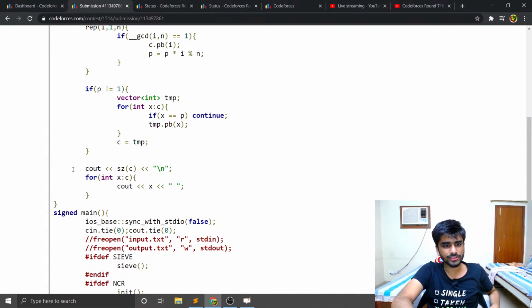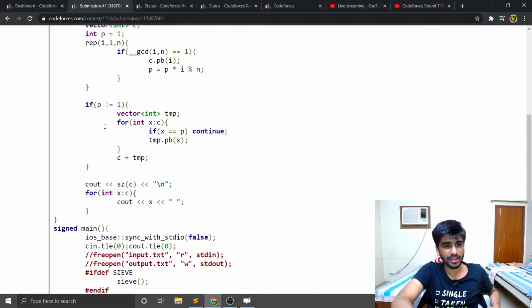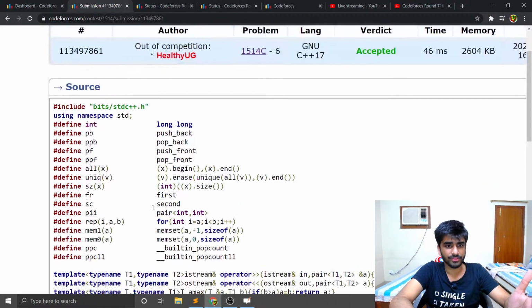So if the product is 1, then simply print all the elements in the vector. But if it is not 1, then we will try to remove one of the elements that was causing the problem. So basically, if the element x is equal to the product, we just continue. Otherwise, we put everything in the vector, and we'll print that vector. Yeah, that was the solution.